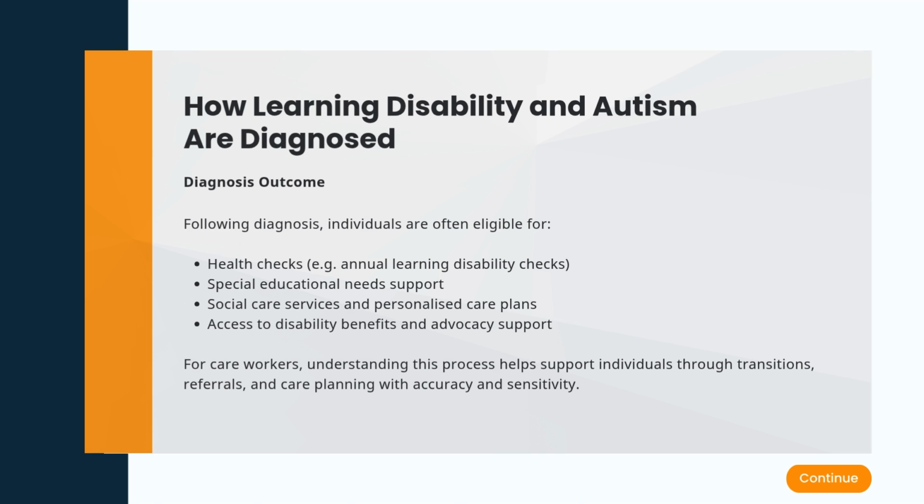Diagnosis outcome. Following diagnosis, individuals are often eligible for health checks, for example, annual learning disability checks, special educational needs support, social care services and personalized care plans, access to disability benefits and advocacy support. For care workers, understanding this process helps support individuals through transitions, referrals, and care planning with accuracy and sensitivity.